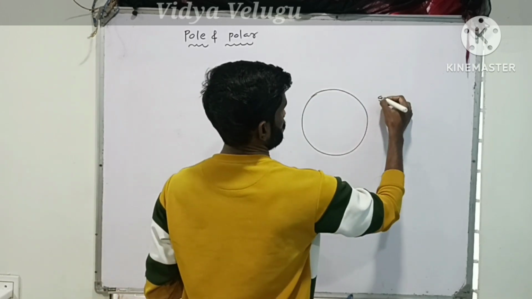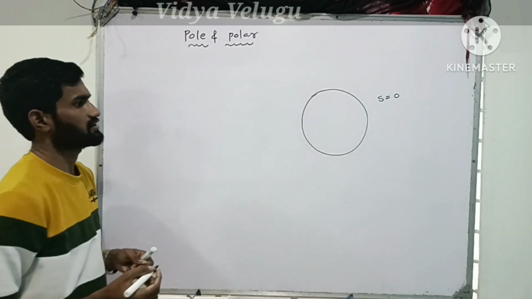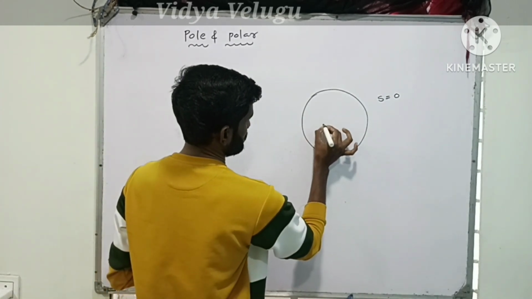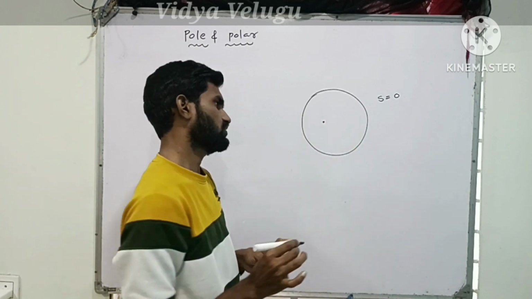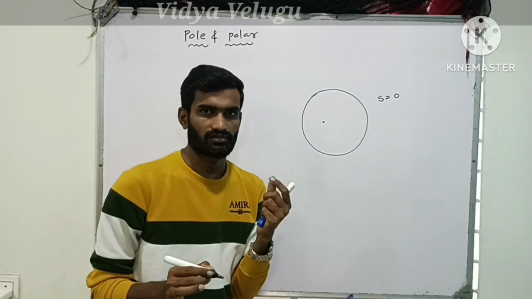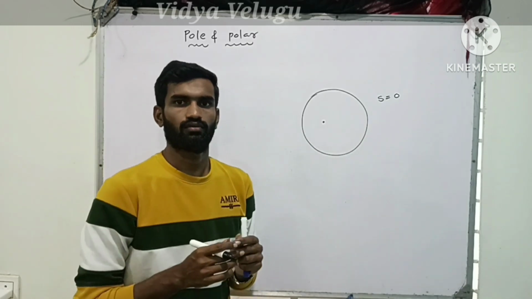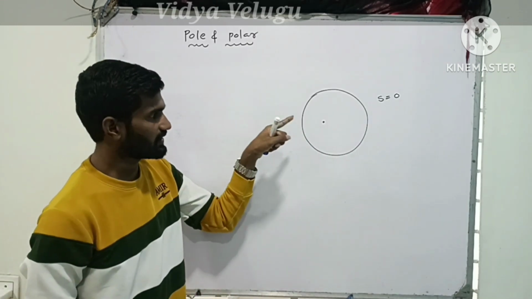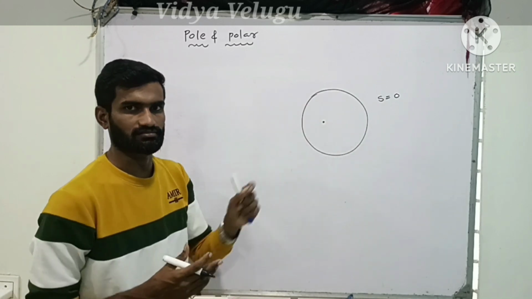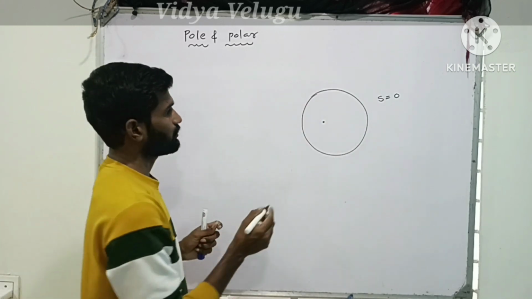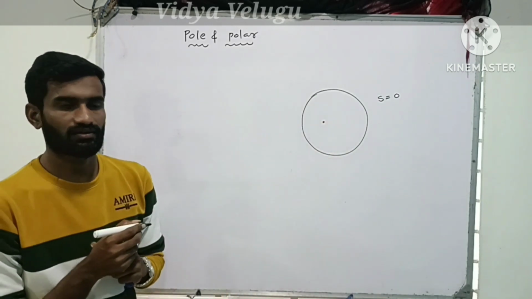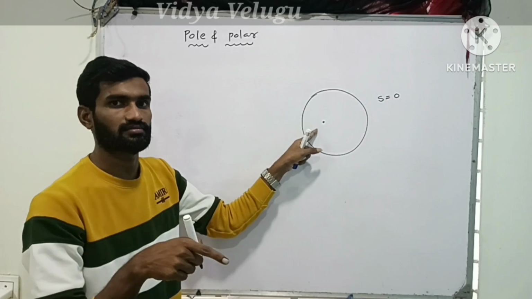This is again S equals 0. Here I am considering a point which is inside the circle. So this point I am considering. Don't take the point as the center here. Why? Because we'll tell you what will happen if the point inside is itself the center. We'll see later. Now this is the point inside the circle which is not the center.